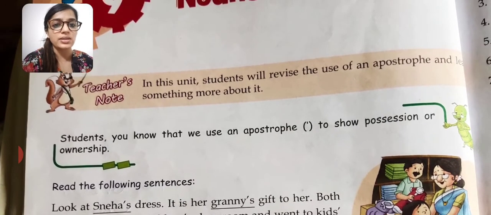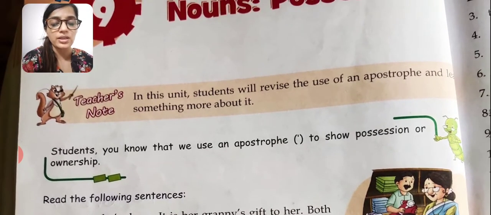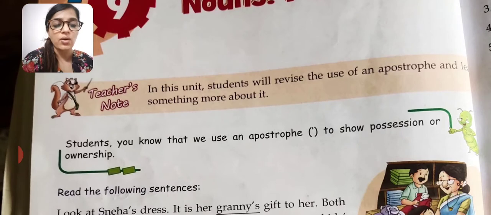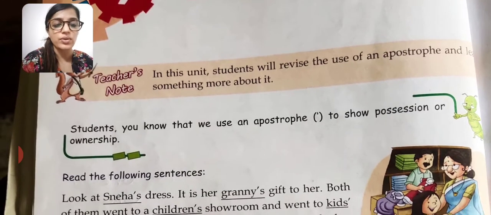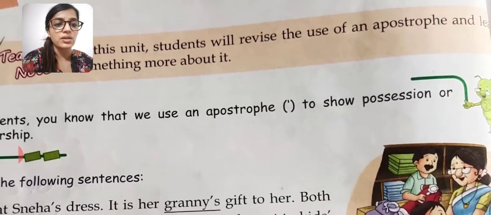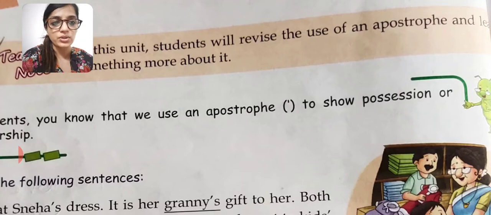We'll just start the chapter and I'll explain how nouns work through possession, and how the apostrophe comes in. In order to show someone possessing something, we use an apostrophe. So let's start the chapter. Students, you know that we use an apostrophe. So here is the apostrophe. It is an inverted comma which is used in the upward portion.